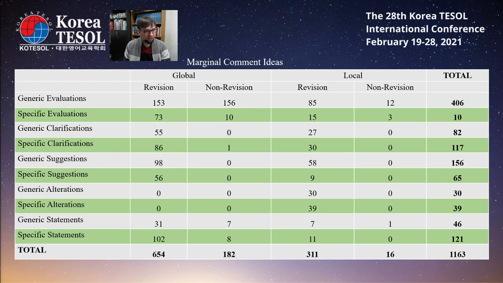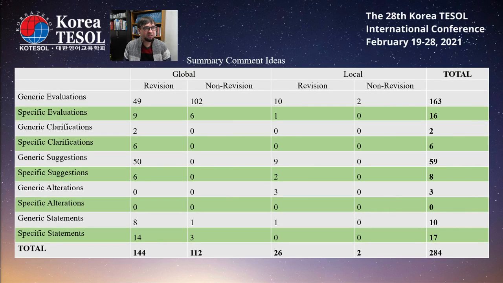If we go to the next slide, this shows the summary comment ideas. Again, there were 284 total here, and just to be clear, it was labeled a summary comment if it was its own separate submission of discussing the entire essay, as opposed to targeting any particular part of the essay and sharing that kind of marginal comment. So certainly more evaluations here and some suggestions, as you can see in these two items.